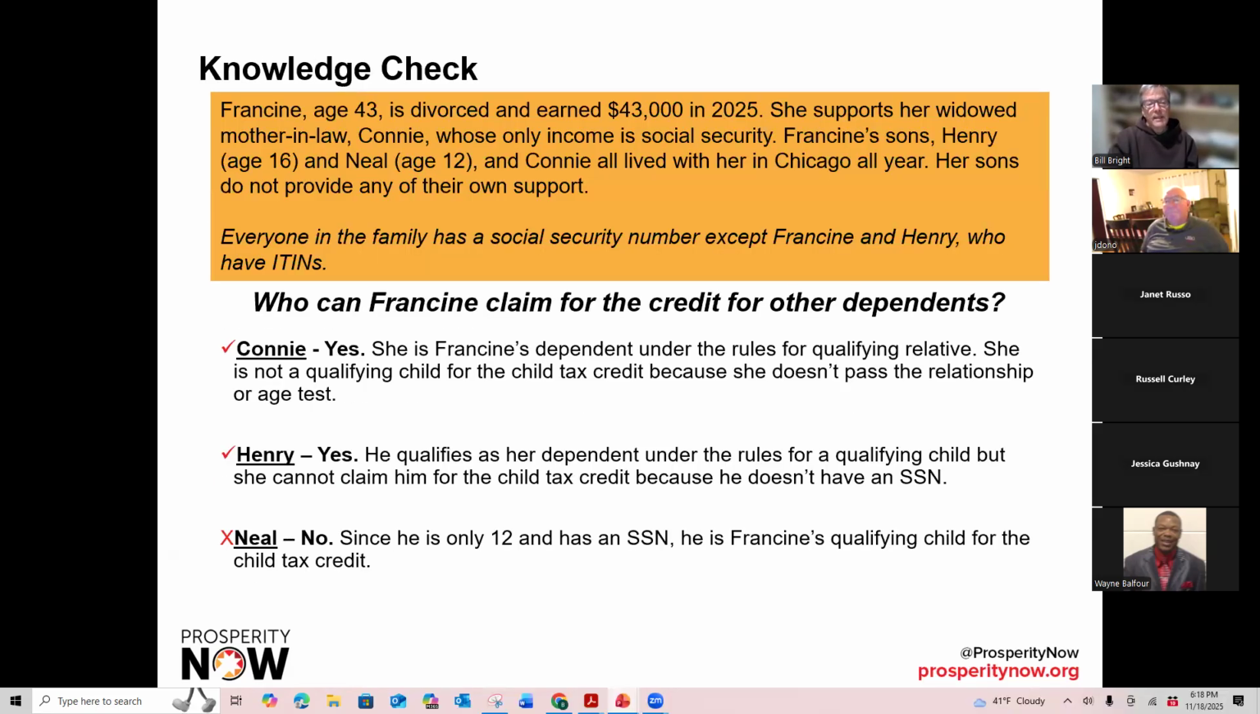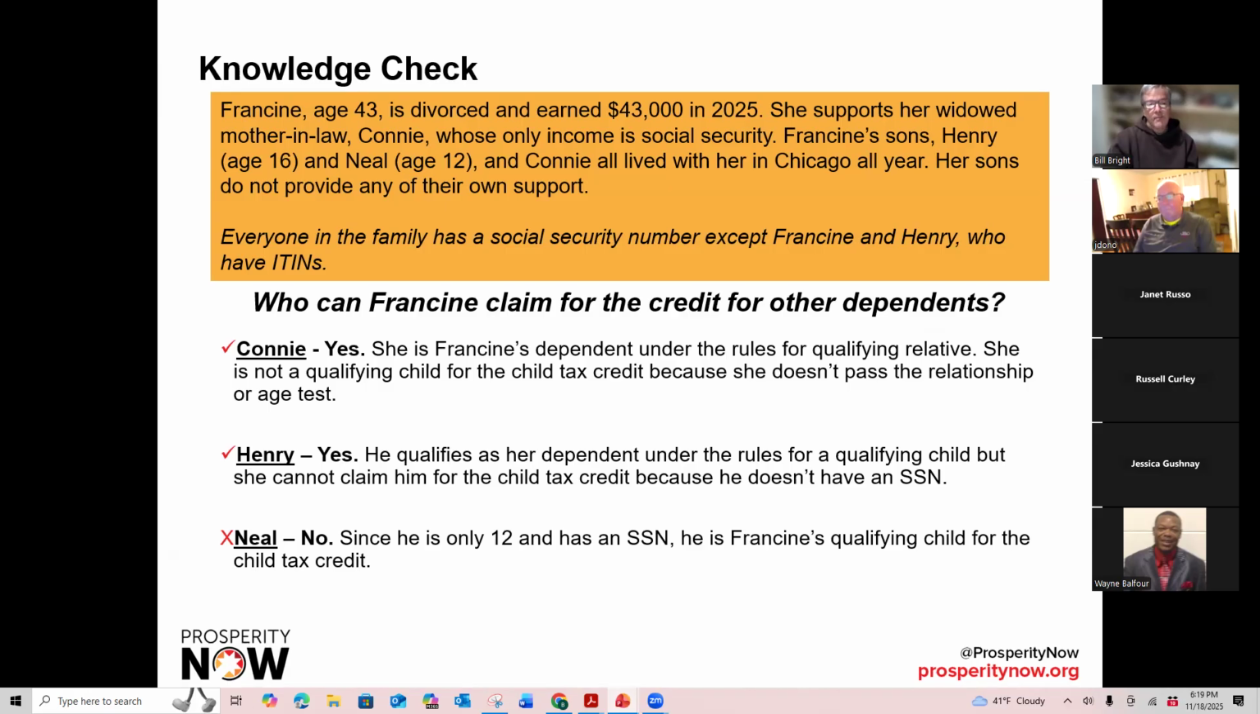So here's one. Here's Francine. She's 43. She earned $43,000 in 2025. She supports her widowed mother-in-law, Connie, whose only income is Social Security. She's got two sons, Henry, who's 16, and Neil, who's 12, and her mother all lived with her in Chicago all year. Her sons did not provide any of their own support. Everyone has a Social Security number except Francine and Henry, who have ITINs. So who could she claim for other dependents?